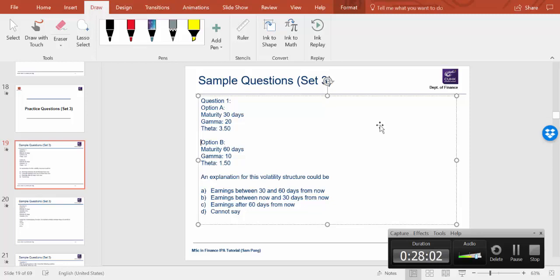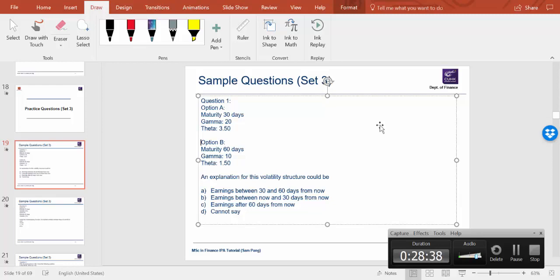Now, in this question, there are 2 options. The first one is a shorter time frame, it's 1 month. The second one is a longer one. And what you can see, first of all, is that the first one has a much higher gamma and a much higher theta. Of course, that is to be expected. So shorter term options have higher theta and higher gamma, but we can actually dig deeper.